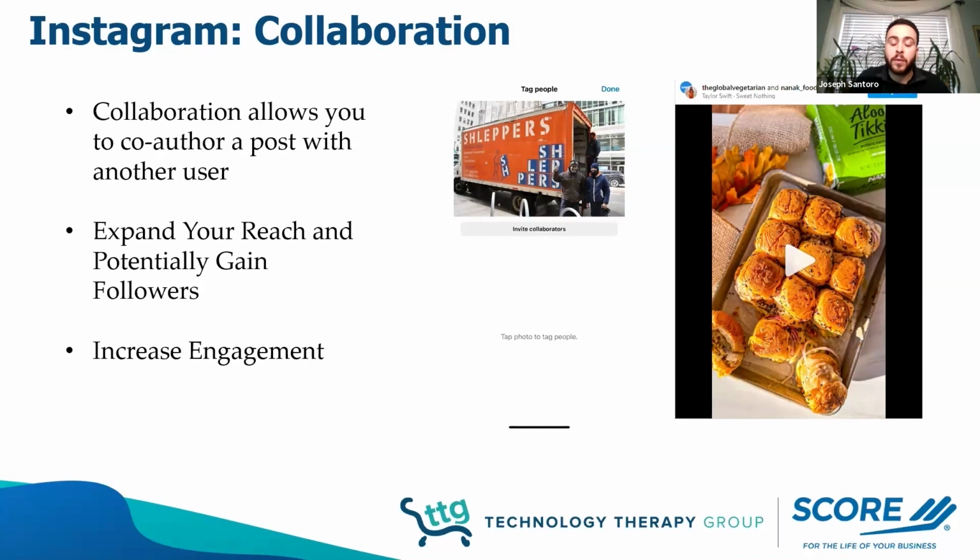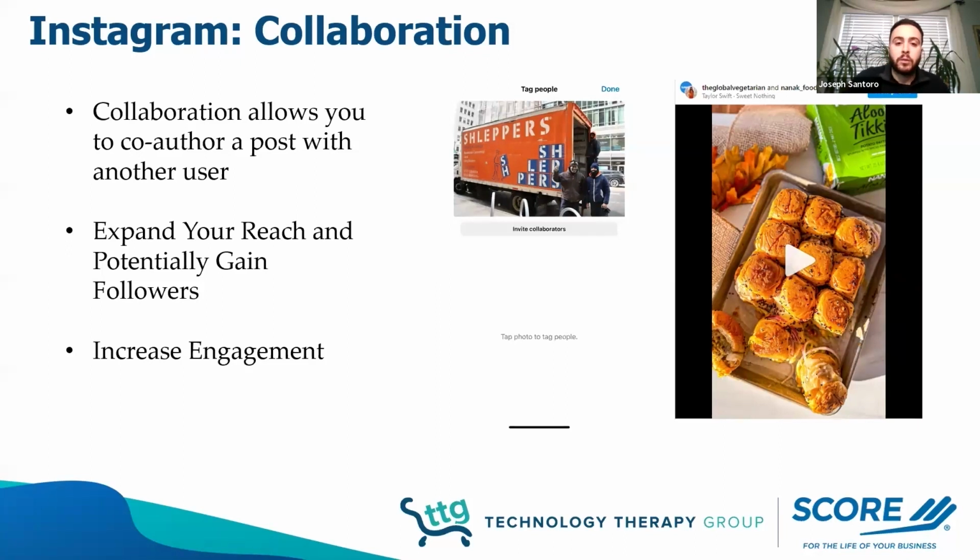So that post will now appear in their profile and it'll appear in your profile. So you'll see the combined likes, you'll see the combined comments. And what this allows you to do is it really helps you expand your reach and to obviously gain potential followers from the other person's or account's followers, because now they're getting exposed to who you are, and it helps to increase engagement. So obviously, more likes, more comments, more shares from what you're doing by co-authoring, collaborating with another account.